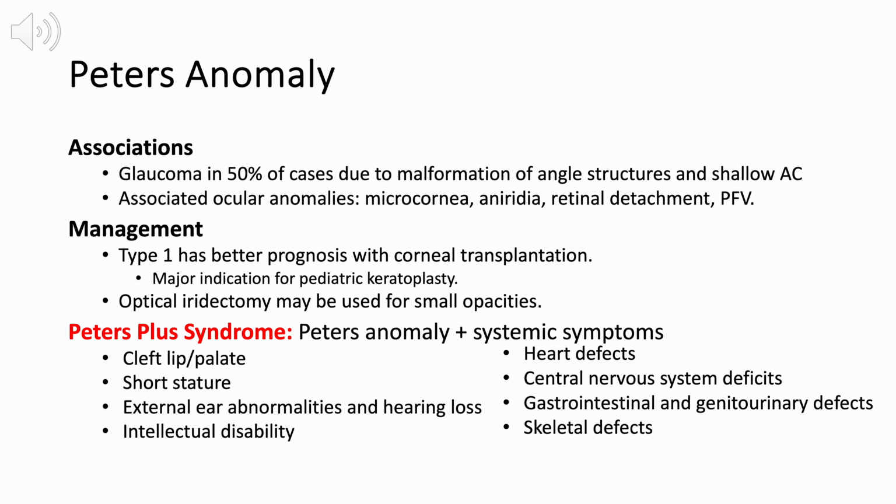For smaller corneal opacities, an optical iridectomy may be performed. An optical iridectomy is a procedure to surgically remove a small section of the iris to improve light entry and visual axis clarity. Peters plus syndrome refers to Peters anomaly occurring alongside systemic symptoms, such as cleft lip or palate, short stature, external ear abnormalities with hearing loss, and intellectual disability. Additional systemic findings can include heart defects, central nervous system deficits, as well as gastrointestinal, genitourinary, and skeletal abnormalities.